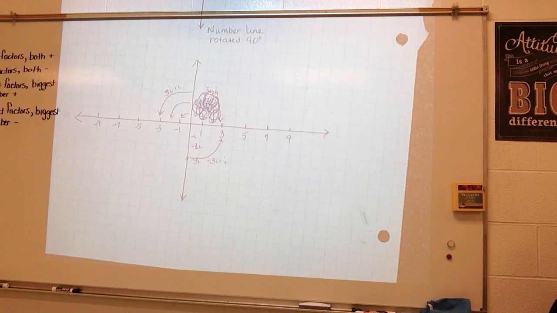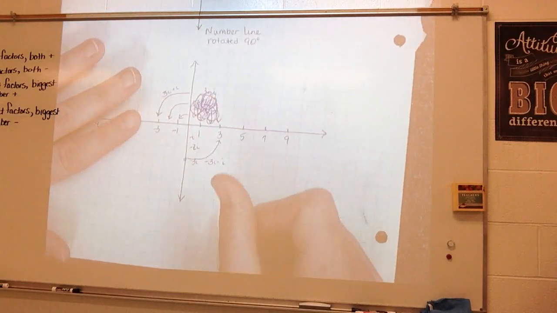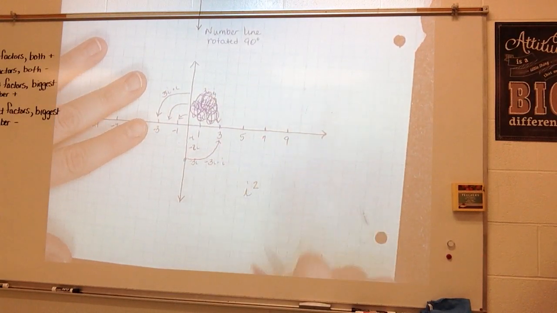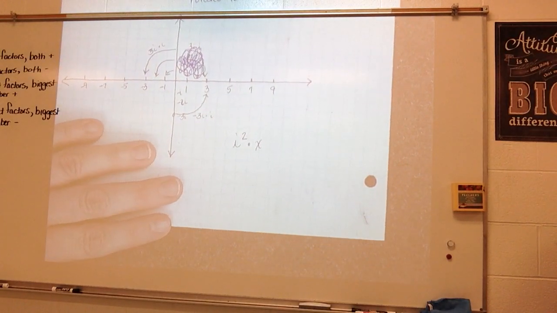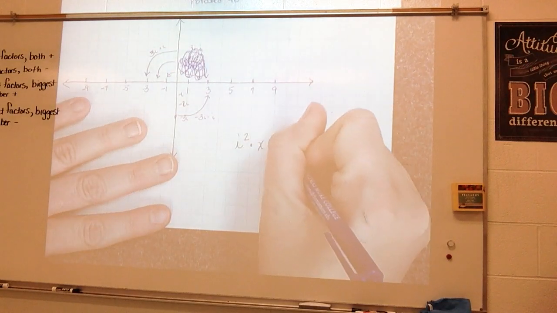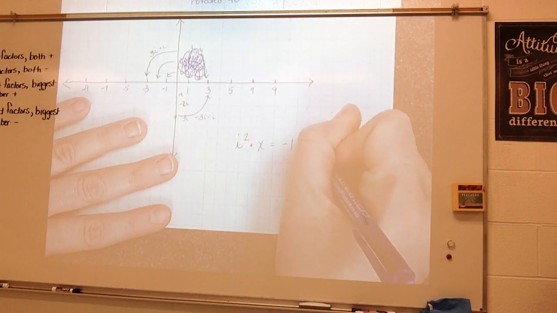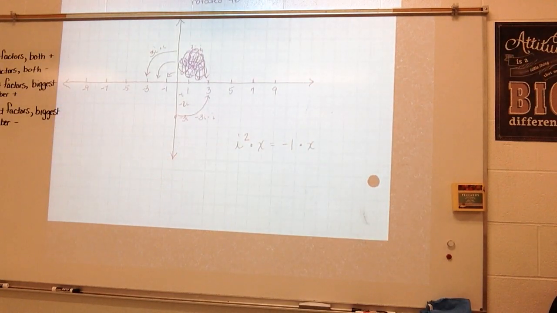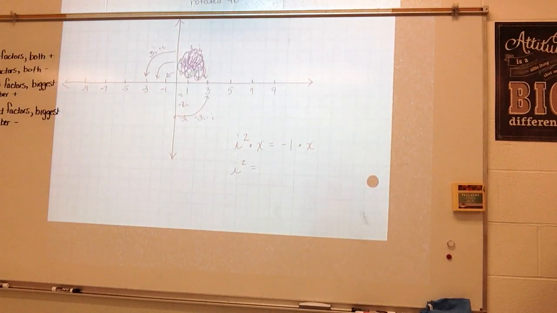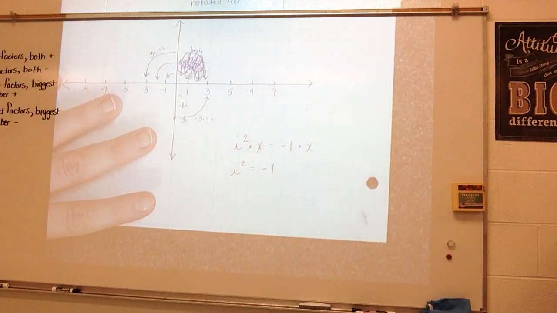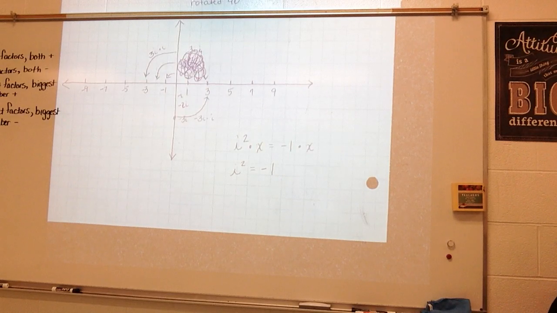So, if I have I squared times a number x, that is the same thing as saying negative 1 times x. So, no matter what, here's what we know about I squared. I squared is always equal to negative 1.